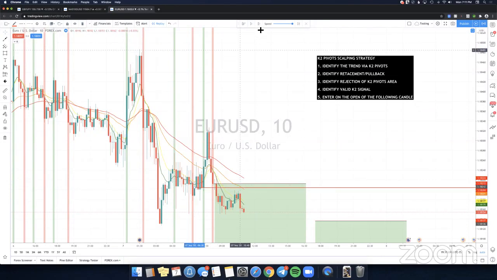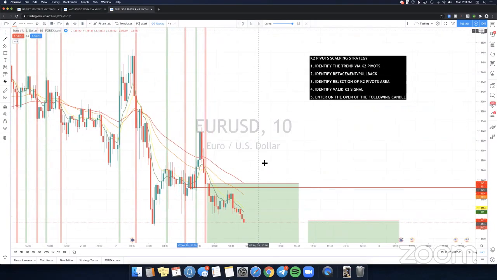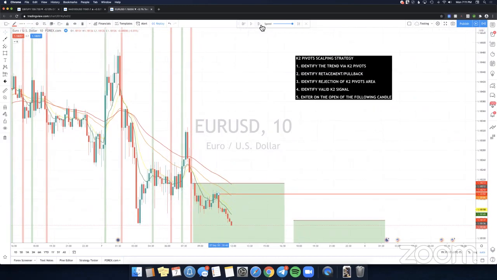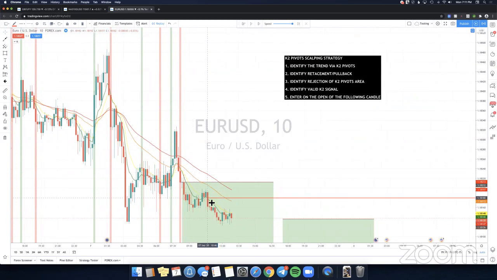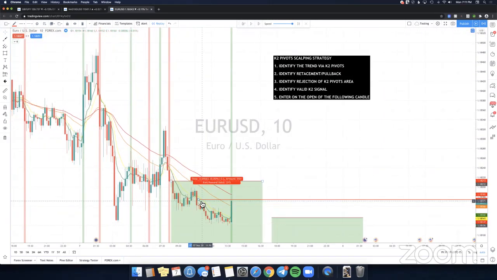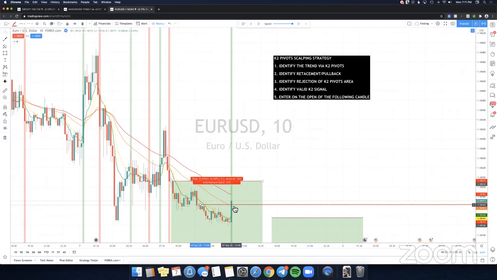You can see the pivots move down as well, right? As they move down, you just keep moving the stop loss with it. And this way you can maximize your profits. So like right here, you would have gotten stopped out in profit.